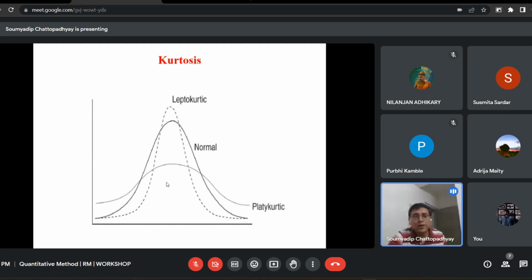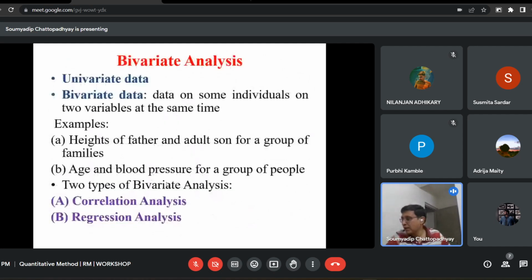Now coming to another very important aspect, and this will be my last topic, correlation analysis. The data which we have considered so far is univariate in nature. That means we have considered only one particular variable. But in many interesting cases, we may need to deal with bivariate data, and we may be interested to get the relationship between those two different variables.